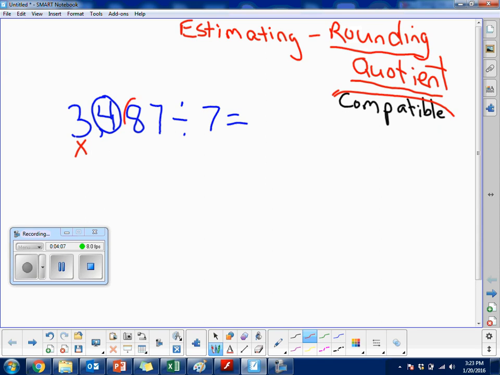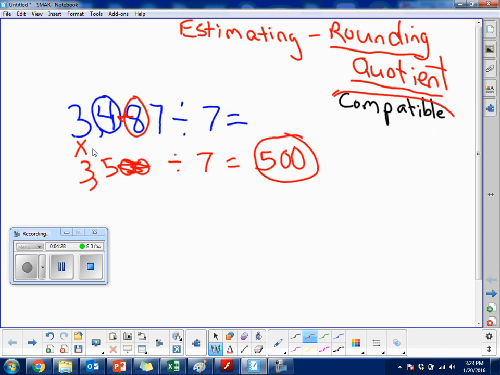So we're going to use this 8 to round our 4 up to 5. So now we have 3,500 divided by 7. Crossing our zeros off, we have 35. Hey, 35 divided by 7 equals 5. Add our 2 zeros. You get 500.